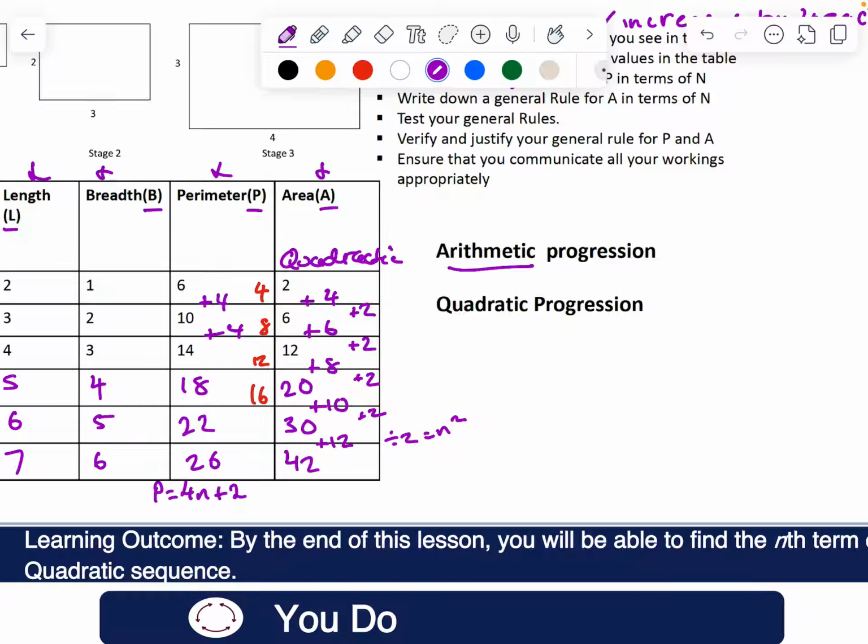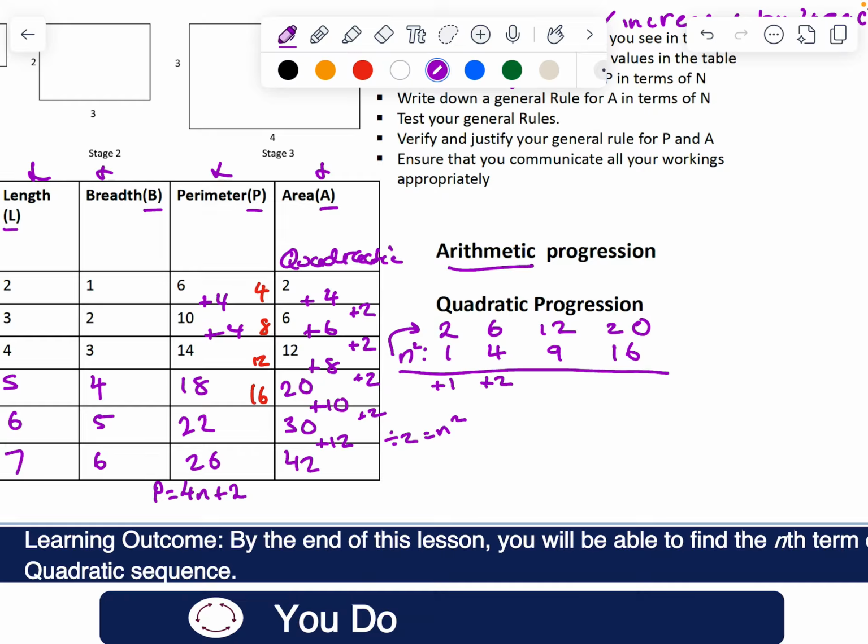So I'm going to write the sequence, which is 2, 6, 12, 20. N squared would produce 1 squared is 1, 2 squared is 4, 3 squared is 9, 4 squared is 16. Right, then I'm going to have to work out the difference between n squared and the actual sequence. So that's going to be plus 1, plus 2, plus 3, plus 4.